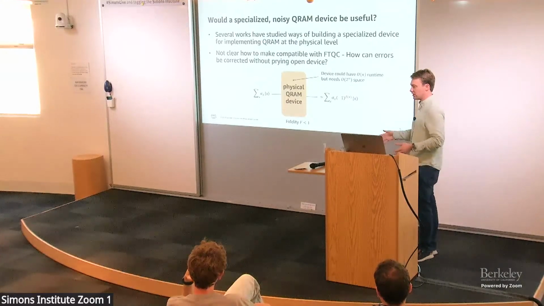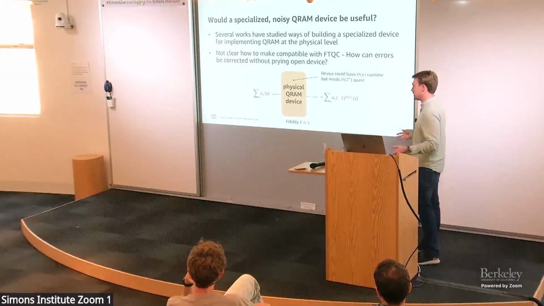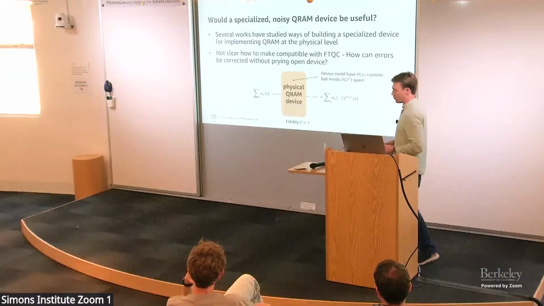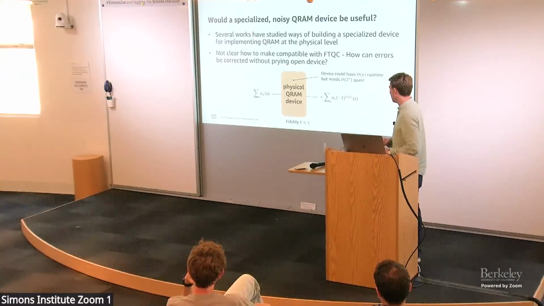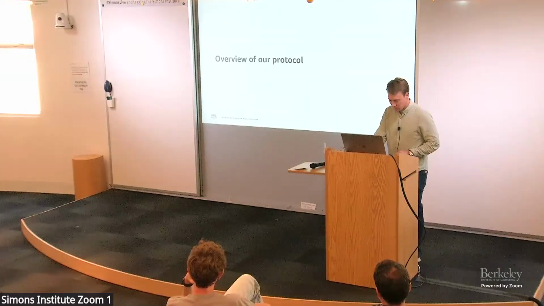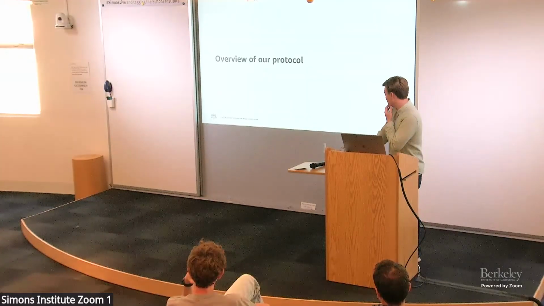Because we're not going to have fidelity with that many nines. We might have 99% fidelity. We might have 1% fidelity. How do we make use of this? So that's the open question, right? How can we use this device without prying it open and error correcting the individual components of it? Okay, and so our protocol is going to do that.